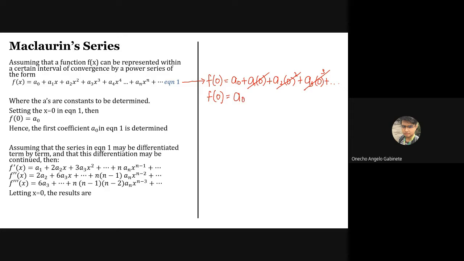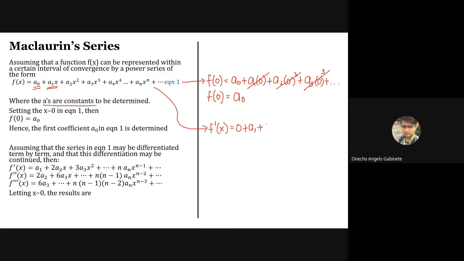Assuming that the series in equation 1 may be differentiated term by term and that this differentiation may be continued, so galing po sa ating equation 1, mag-differentiate po tayo. So kunin natin yung f prime of x. So, derivatives ng a sub 0. So, yung a nga natin, sinasabi natin constant. So, ang derivative ng constant is 0. So, therefore, sa first term natin, 0 yung first derivative. So, 0 plus, second term po natin, derivative ng a1x. So, matitira na lang yung a sub 1 kasi siya po yung constant.